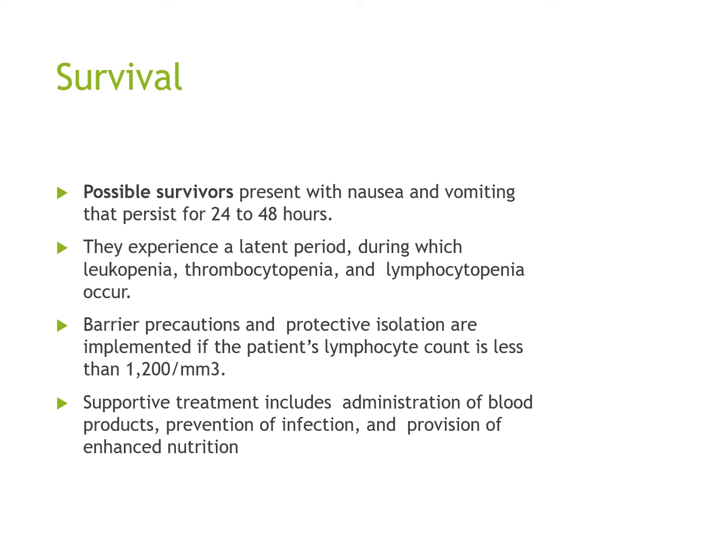Your possible survivors present with things maybe like nausea and vomiting that persist for 24 to 48 hours. There's a latent period there. Latent period means it's a slow down period, or it builds up, during which things like leukopenia, thrombocytopenia, and lymphocytopenia happen. So barrier precautions and protective isolation are implemented, especially if the patient's lymphocyte count is less than 1,200. Here, supportive treatment includes administration of blood products, prevention of infection, and provision of enhanced nutrition. So it's as needed, once again.